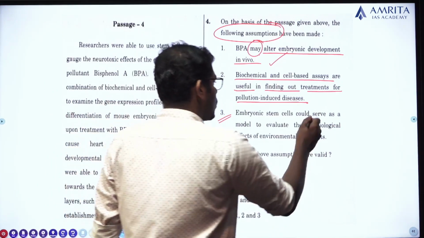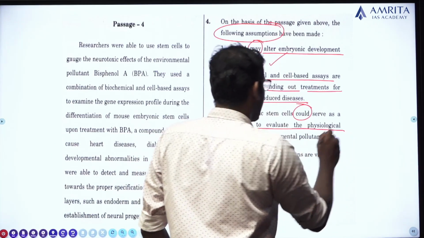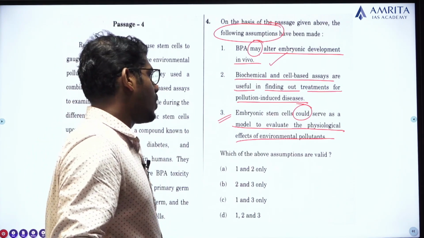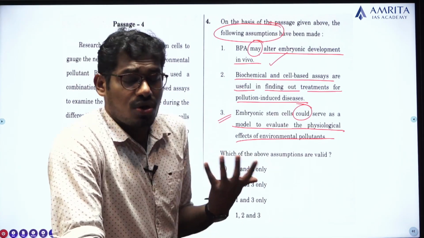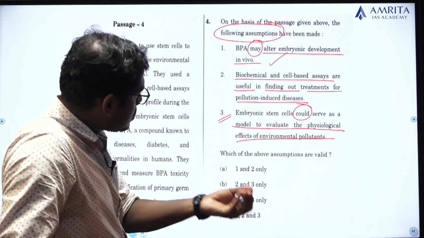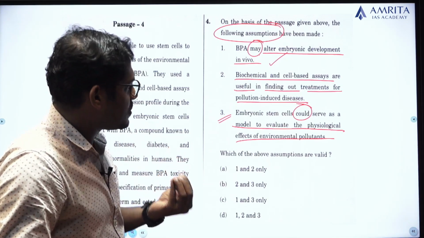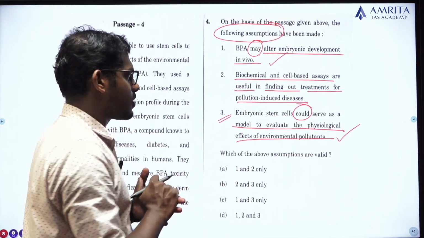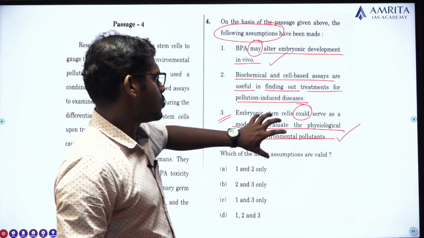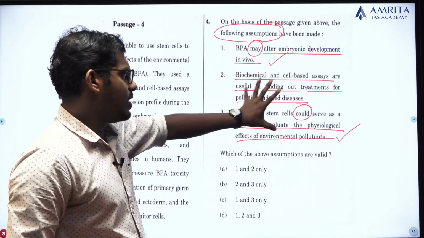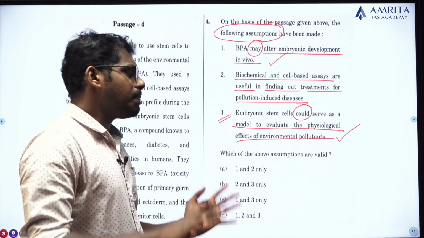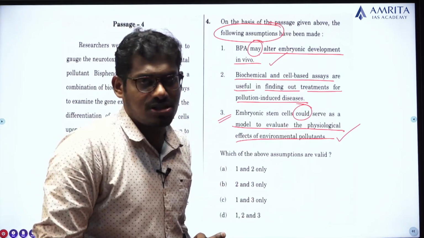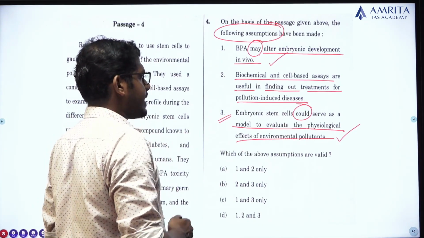Embryonic stem cells could serve as a model to evaluate the physiological effects of environmental pollutants. Embryonic stem cells could serve. It's also not a definite statement. I'm taking this statement as correct also. Why? Because it's not an extreme statement. It's not an absolute or definite statement. It's a possibility. I can infer that it is a possible statement. So the first and third statements can be correct.